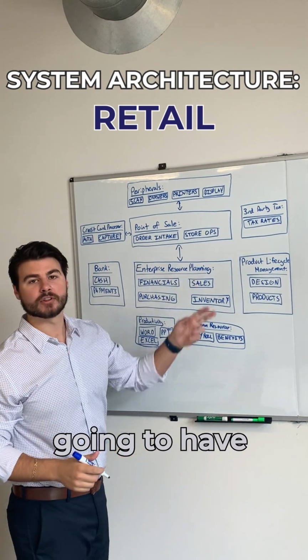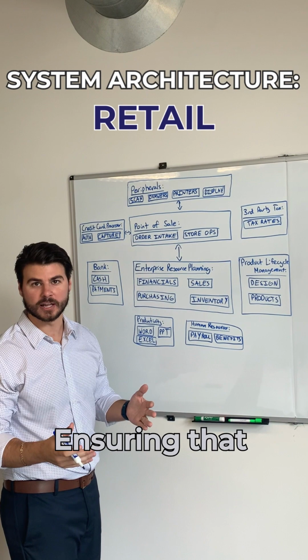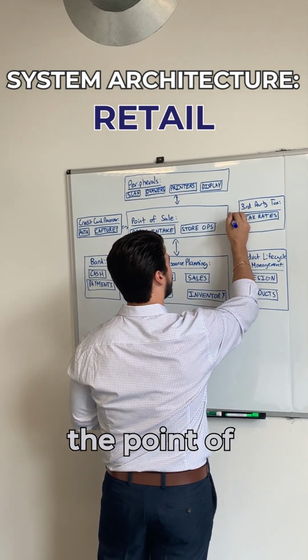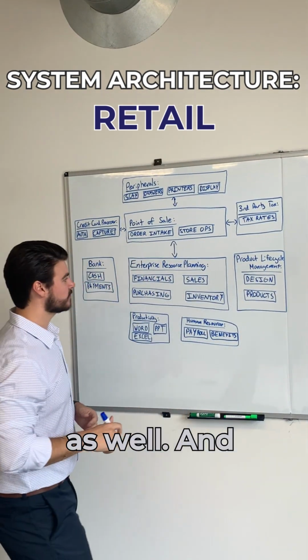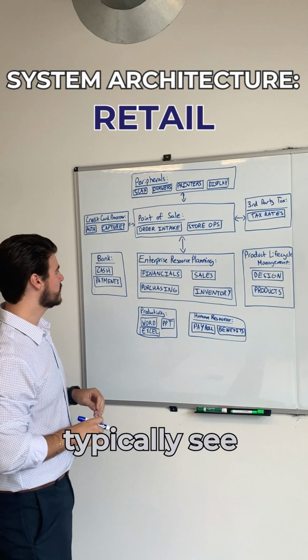And then you're also going to have a third-party tax provider. So managing all of the tax rates, ensuring that you're collecting the right amount of tax, having that integrated directly into the point of sale for managing that as well. And so that's that front-facing system architecture that we typically see.